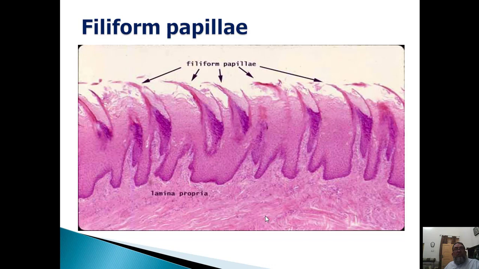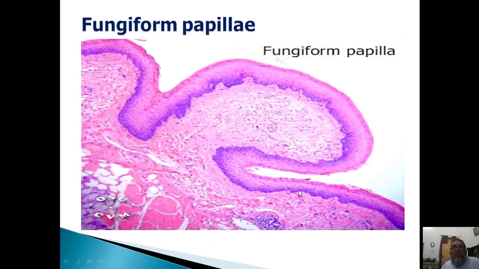Now this is the diagram of the filiform papillae. Look at the picture. The epithelium is stratified squamous, non-keratinized, but the apices of the filiform papillae are keratinized epithelium because they are under constant rubbing and friction. That is why nature has provided a thick epithelium along with keratinization. The lamina propria is visible beneath the filiform papillae, made up of connective tissue.